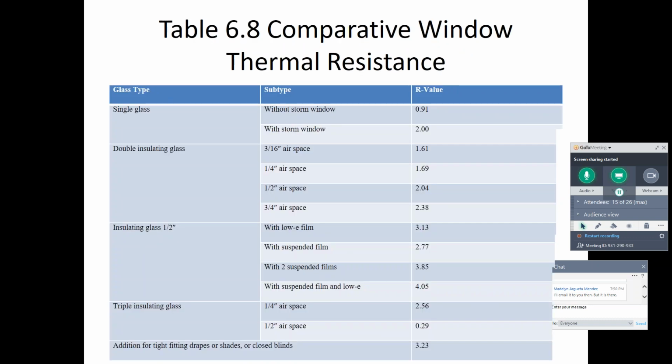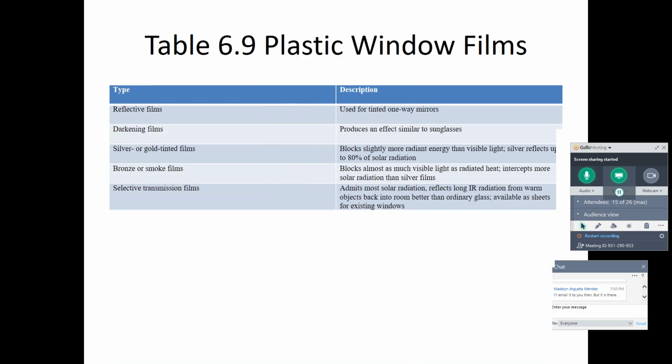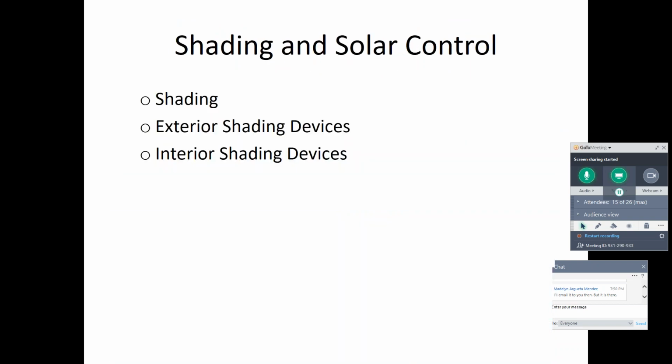I'll give it that. So this just talks about the comparison and what gives you the best R value between the different types of windows, films, glazing coatings, shading and solar control.